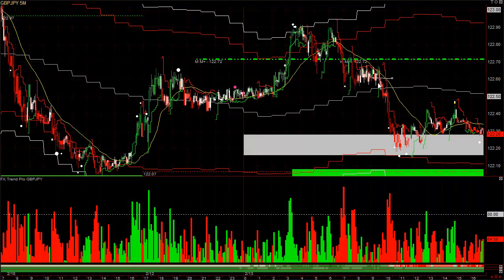So, excellent profit target on that short trade right at the hourly, and once the weakness was gone, a nice little 15 pip bounce off of there.